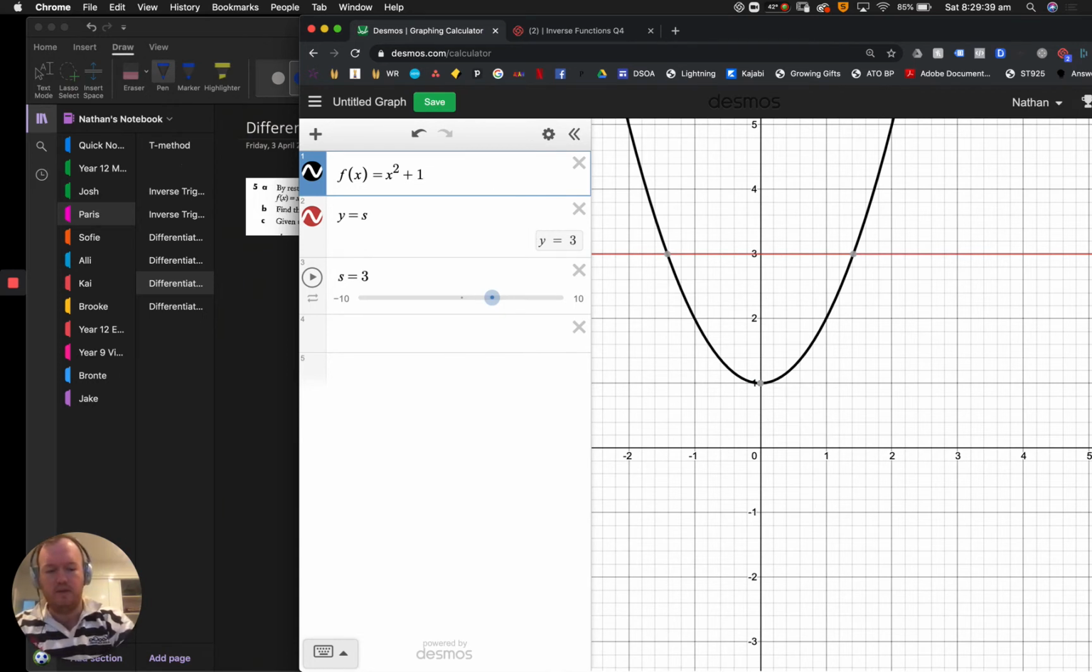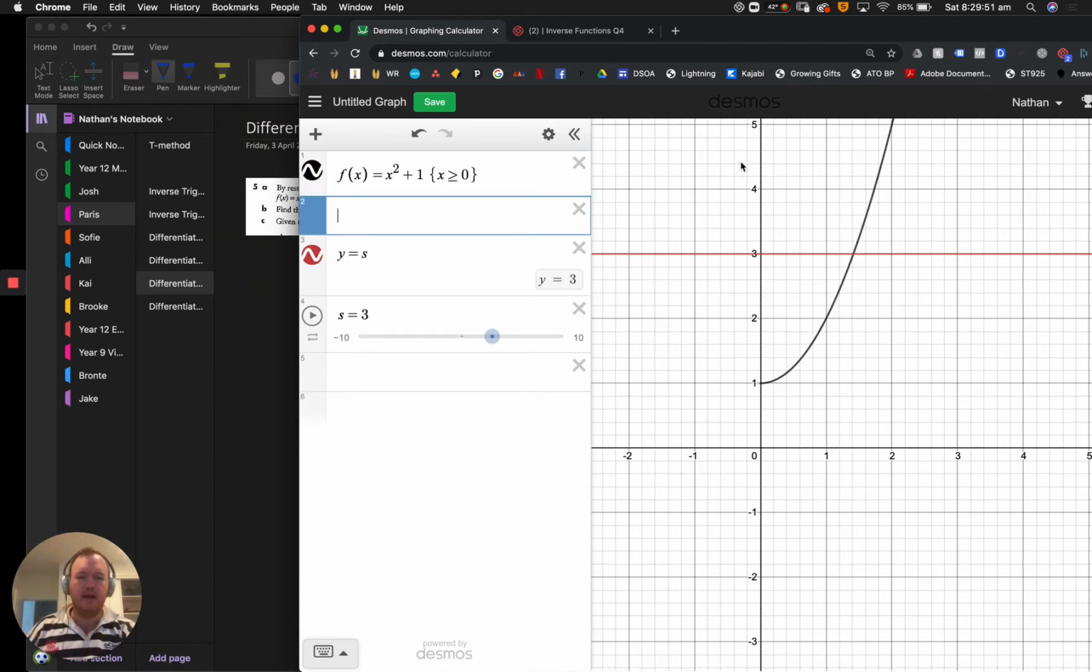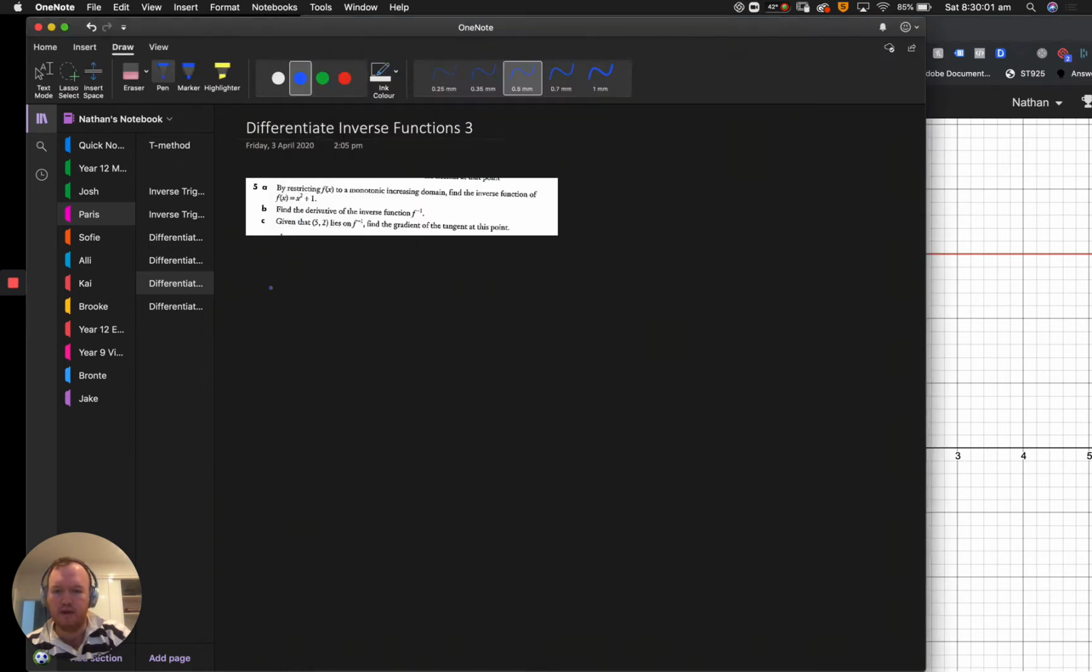So we can do that in Desmos by just restricting it to where x is greater than or equal to 0. Oops, don't need that, just need the curly ones, there we go. So now we've restricted this function to its monotonic increasing half. So now we can find the inverse of it. We're going to do it both ways just while we're learning here. So we are starting with the curve y equals x squared plus 1.